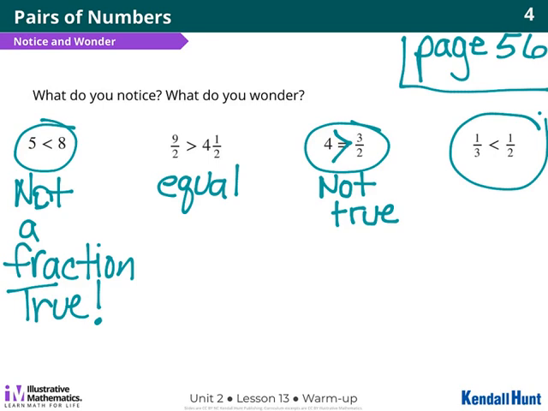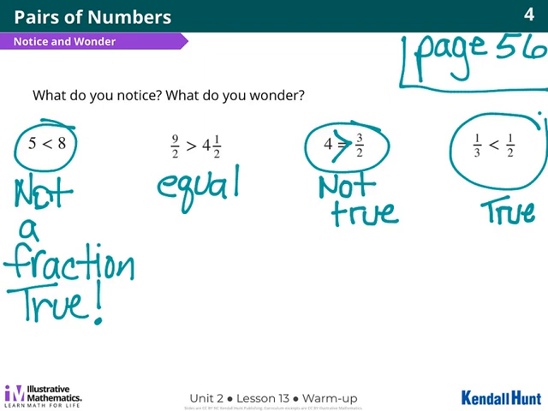Yes. So let's think about the size of our pieces. If I have a pizza and I split it in half, is that piece bigger than if I split my pizza into 3 pieces? Yes. So this one's actually true. So remember, if your numerators are the same, look at your denominators. Okay, Trey. Or you could do it a different way.